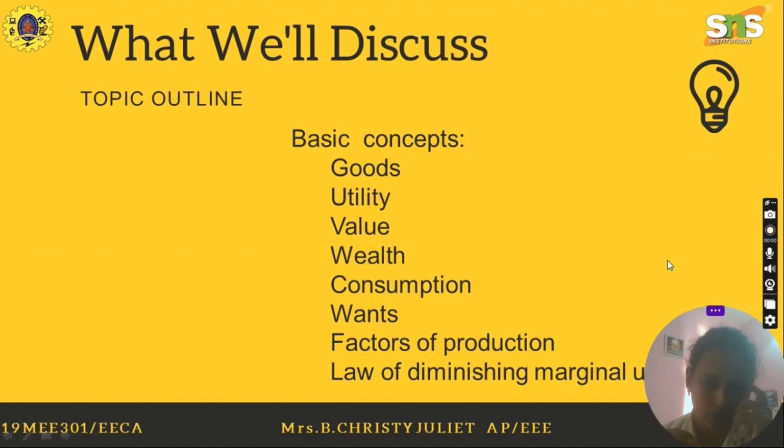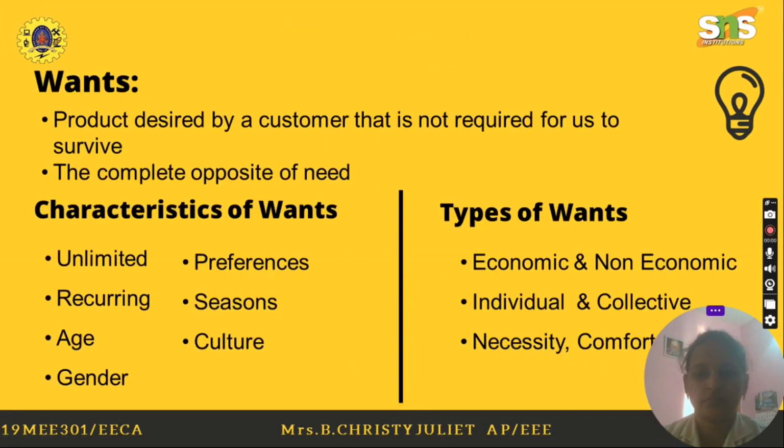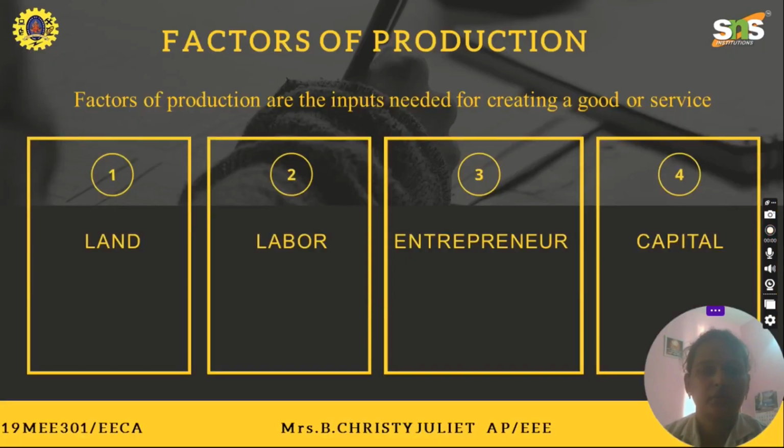So in this video we are going to cover an important topic, which is nothing but the factors of production, and the main thing, the law of diminishing marginal utility. Yes, so let's see about the factors of production. So factors of production are the inputs needed for creating a good or service. So these are the inputs for the creation of any goods or any service.